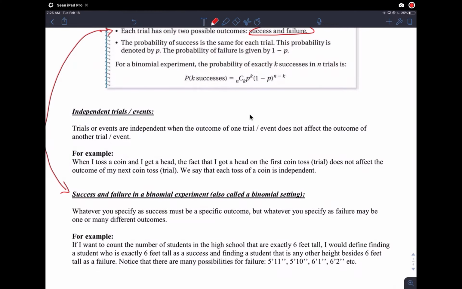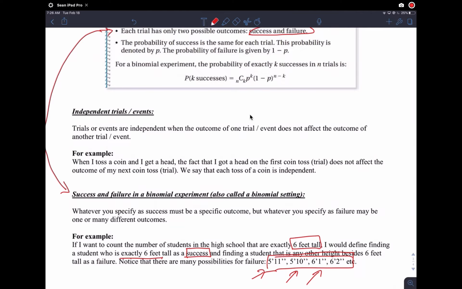In other words, here's a good example. It says if you want to count the number of students in a high school that are exactly 6 feet tall, okay, you would say, all right, I define finding a student who's exactly 6 feet tall as success, and then finding a student that's any other height a failure. So here are examples of failures, not that being a specific height makes you a failure, but in terms of this probability distribution, we would consider those outcomes, these ones right here, ones that we are not considering a success, so we call that failure.